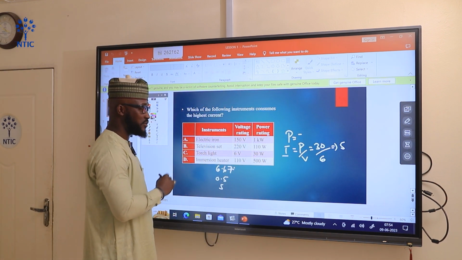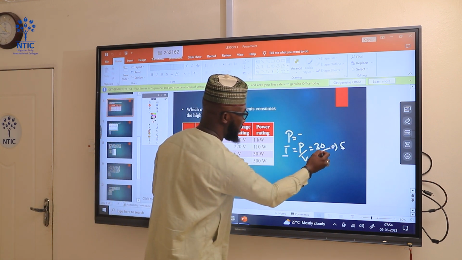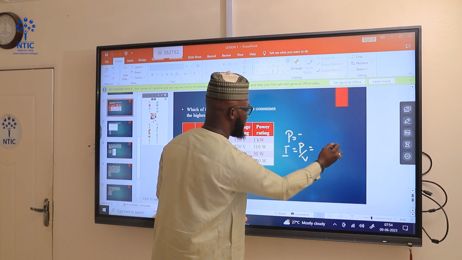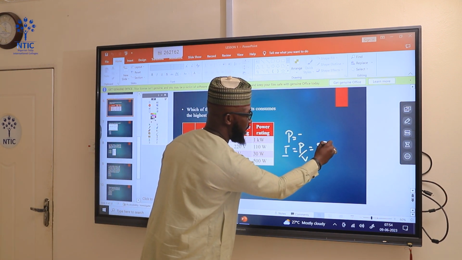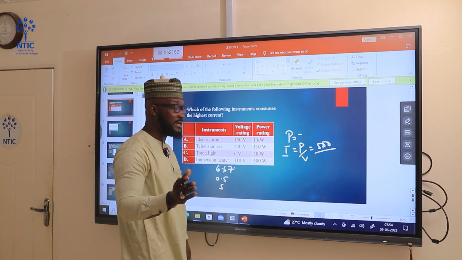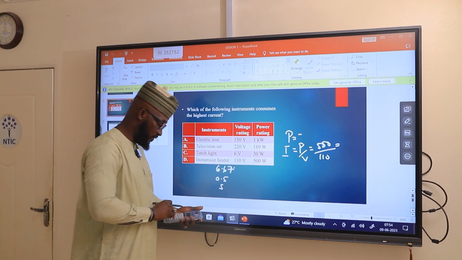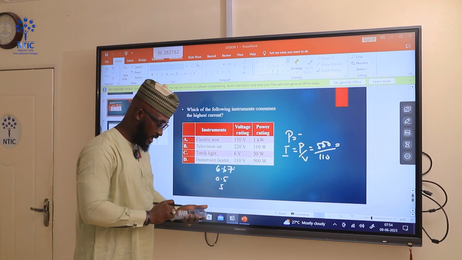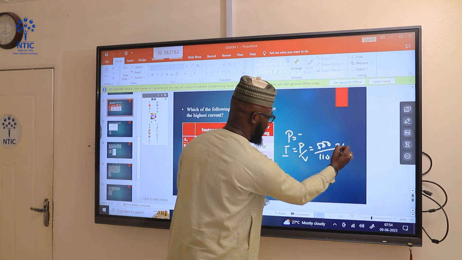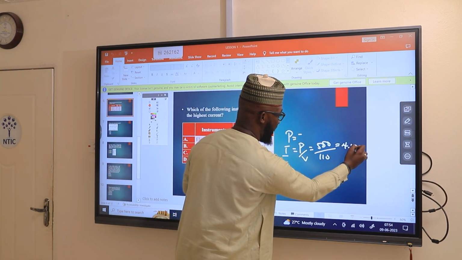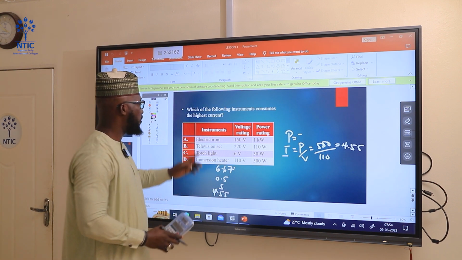Now for the last one, which is 500 and then 110. So let's see. Here we have 500 as the power given, and 110 as the voltage. Let's go back to our calculator. 500 divided by 110 will give us 4.55. Now go back to the question.